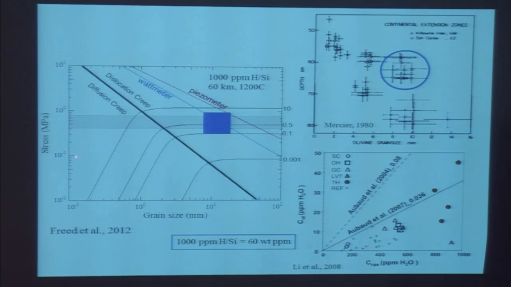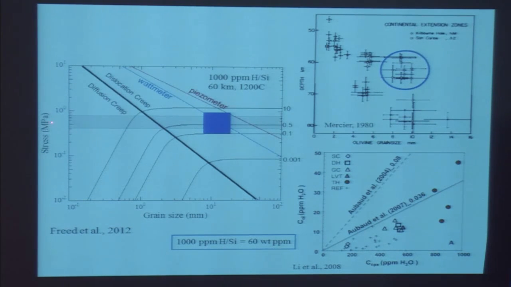So if you're at a constant stress and you increase grain size, you'll move from a diffusion creep into the dislocation creep field. Or if you're at a constant grain size and you decrease stress, you'll move from dislocation creep into the diffusion creep field. So this is the effect of the stress dependence in dislocation creep and the grain size dependence in diffusion creep put on the same plot.